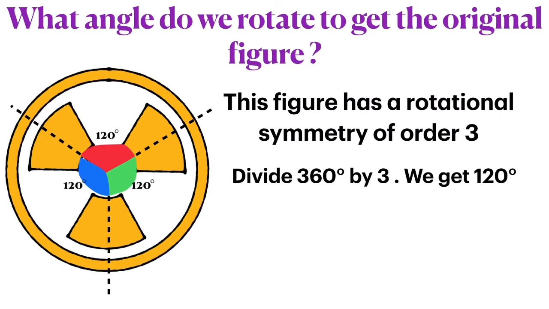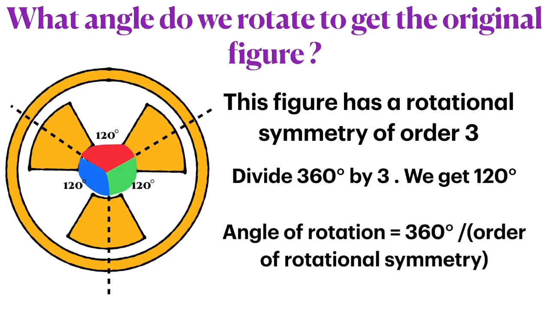So if we rotate the figure, we get the original shape for the first time after covering 120 degrees. If we continue this process, then the second time we get the original shape after covering 120 plus 120, that is 240 degrees. And the third time we get it after covering 120 plus 120 plus 120, which is equal to 360 degrees. So we can say that the angle of rotation is equal to 360 degrees divided by the order of rotational symmetry.